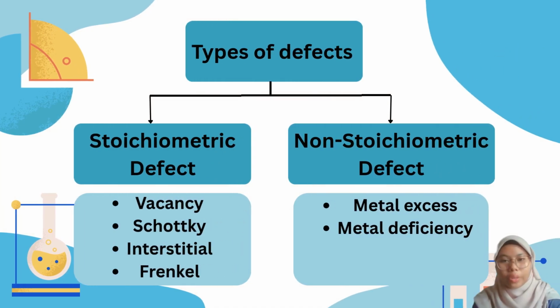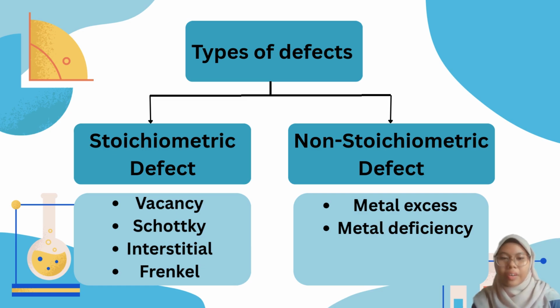So, moving on to the types of crystal defects. Crystal defects have two types. First is stoichiometric defects, and second is non-stoichiometric defects. For stoichiometric defects, there are four types, which are vacancy, Schottky, interstitial, and Frenkel. Next, for non-stoichiometric defects, there are two types, which are metal excess and metal deficiency.